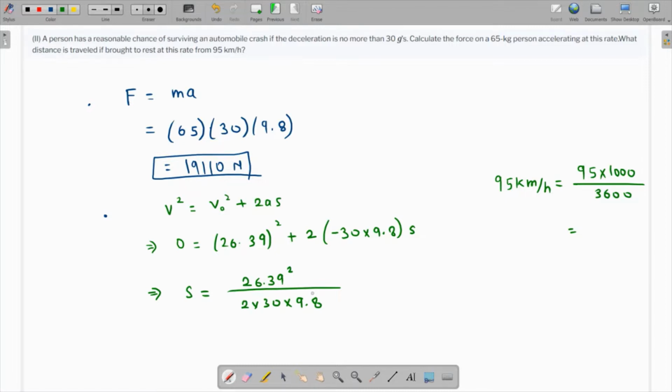Let me grab my calculator once again. This is coming as 26.39 squared over 2 over 30 over 9.8. So this is coming as 1.18 meters. So it has traveled by this much of distance.